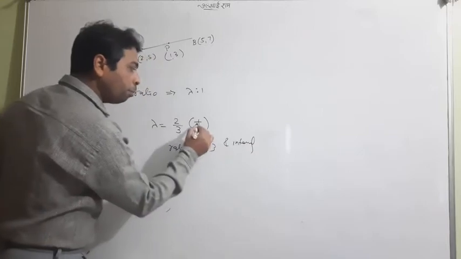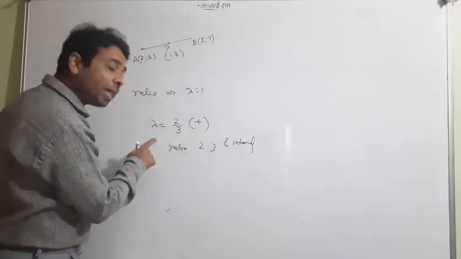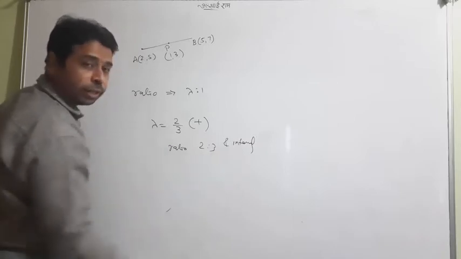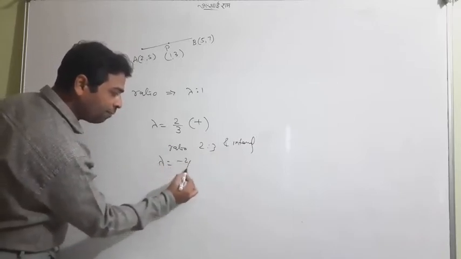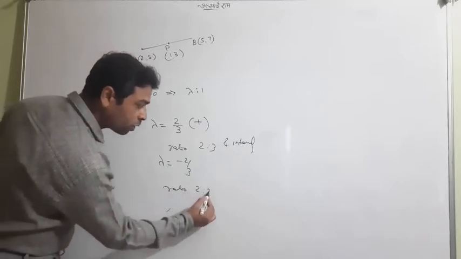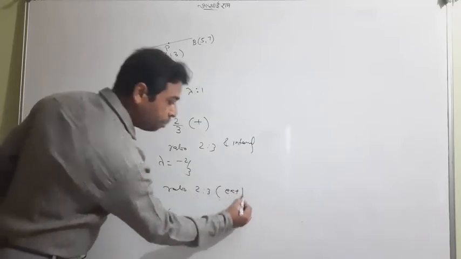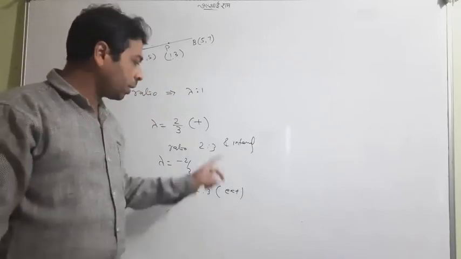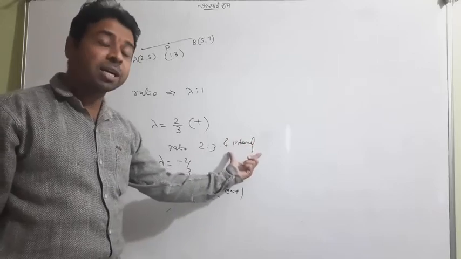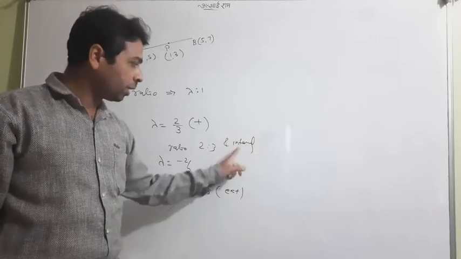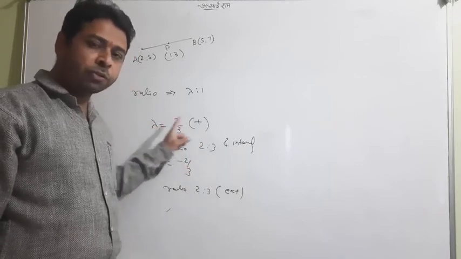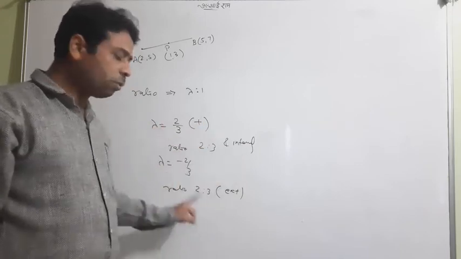Let me explain. If lambda comes with a positive sign, the ratio is 2:3 and the division is called internal division. If lambda is coming minus 2/3, the ratio will be 2:3, but it is external. Meaning you always have to give the ratio in positive form, 2:3, but you have to write in a bracket whether it is internal or external. That depends on the value of lambda. When lambda is positive, the division is internal division. When lambda is negative, it is external division.